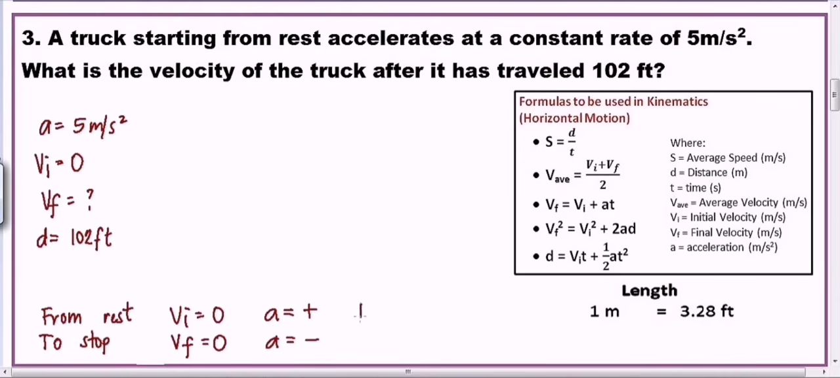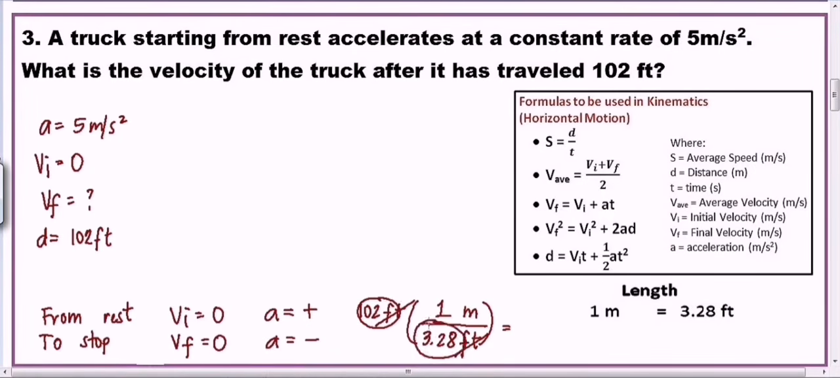So, para i-convert si 102 feet, lalagay ko si feet sa baba, lalagay ko si meter sa taas kasi yun yung gusto kong maging sagot para ma-cancel siya. Okay? So, I will put 1 meter here. Ayan, 1 meter. Ang ratio niya is 3.28 feet. So, canceled si feet. Okay? Now, I will have 102 multiplied by 1, which is 102, divided by 3.28.